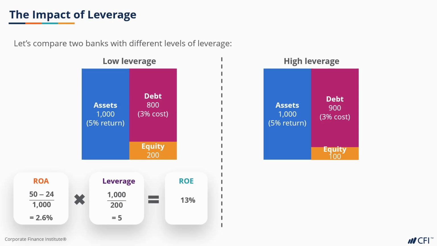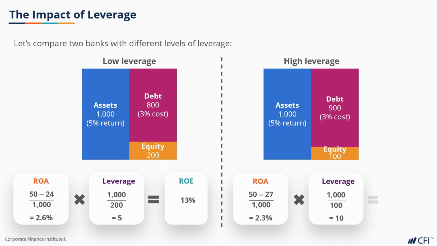In the high leverage bank, the only difference is the level of debt. Note how, by leveraging the bank's balance sheet, the ROE is considerably higher at 23%. And so, you can see that leverage has an exponential impact on a bank's ROE.